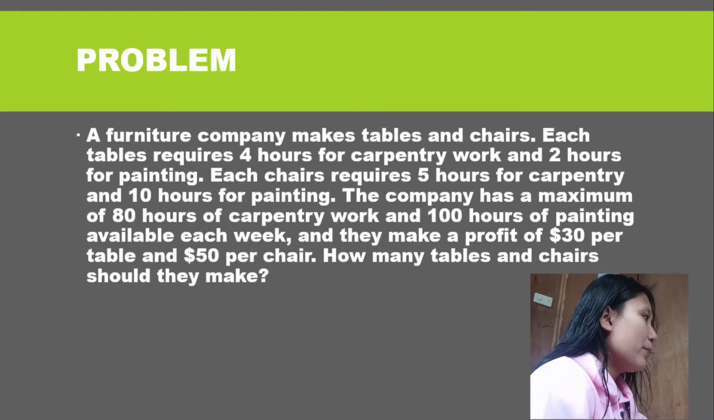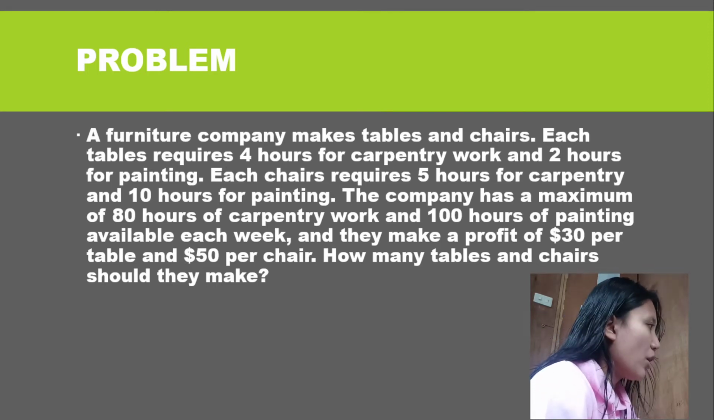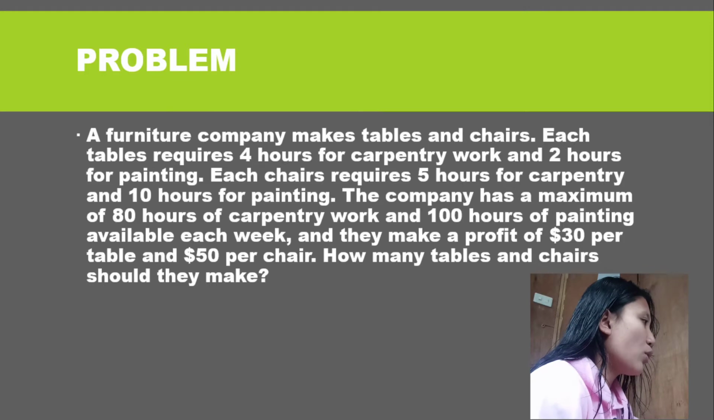A furniture company makes tables and chairs. Each table requires 4 hours for carpentry work and 2 hours for painting. Each chair requires 5 hours for carpentry and 10 hours for painting. The company has a maximum of 80 hours for carpentry work and 100 hours for painting available each week, and they make a profit of $30 per table and $50 per chair. So how many tables and chairs should they make?